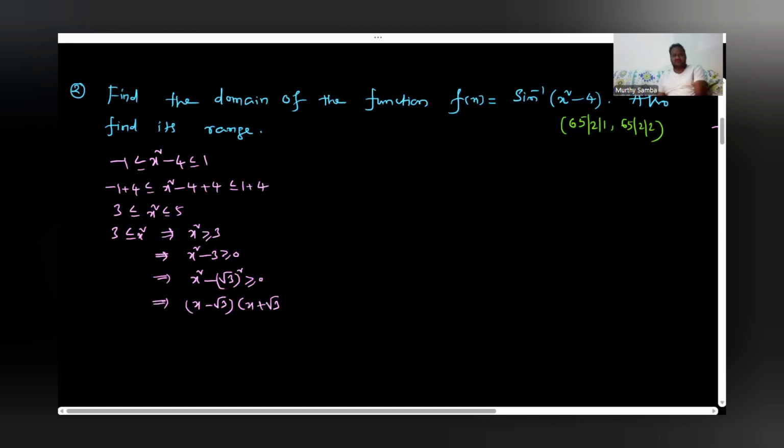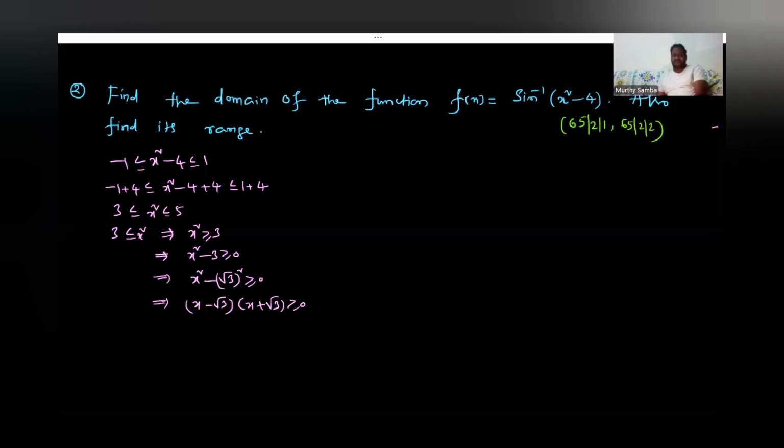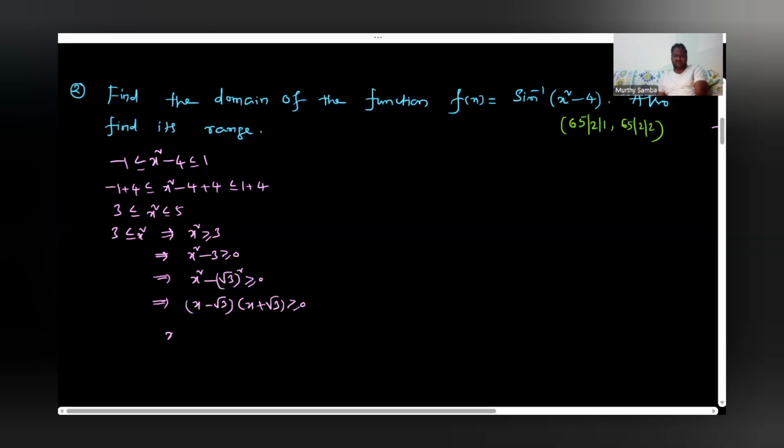Then it can be written as x minus root 3 into x plus root 3 greater than or equal to 0. According to greater than or equal to type inequalities, x does not lie between, because it is a greater than or equal to type inequality, right? x does not lie between minus root 3 and plus root 3. So how can you write this? x less than or equal to minus root 3 union x greater than or equal to root 3. This is the solution set as per the first inequality.